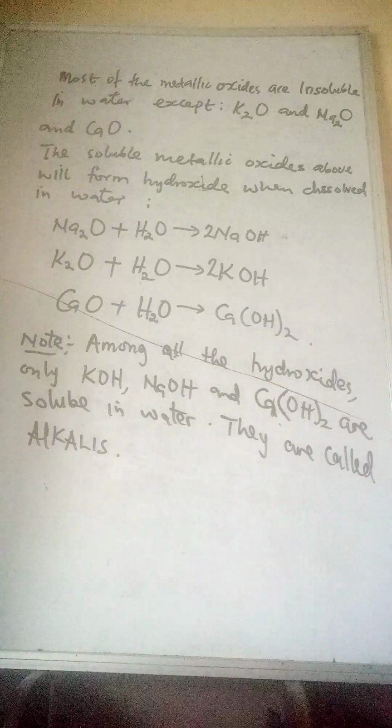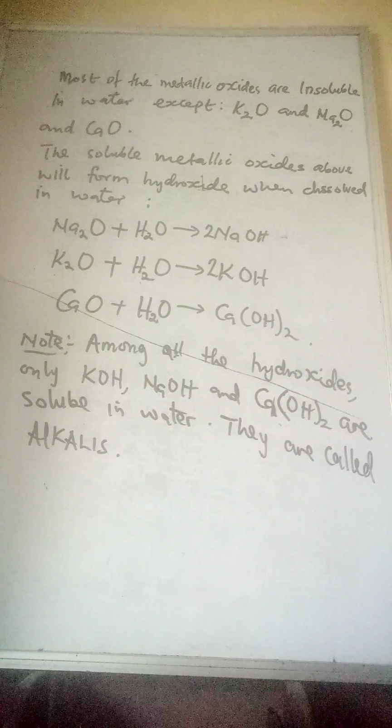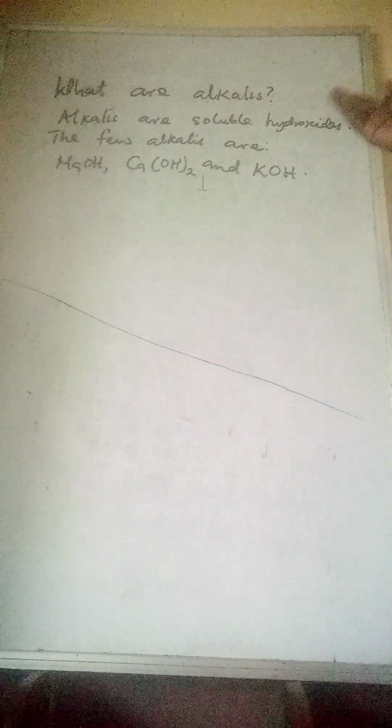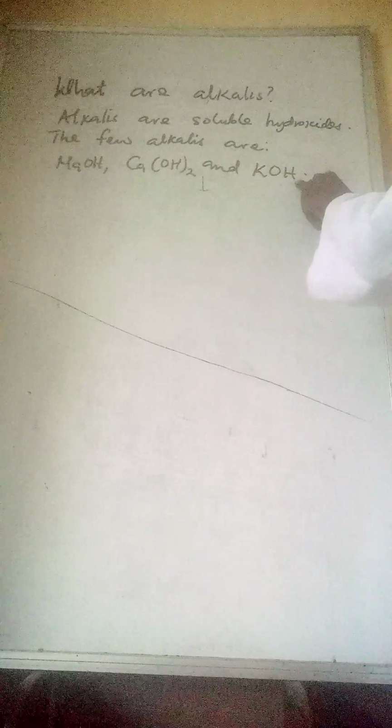So definitely, by definition, alkalis are soluble hydroxides, and the few ones we have are sodium hydroxide, calcium hydroxide, and potassium hydroxide, and they are very, very useful as raw materials in industries.